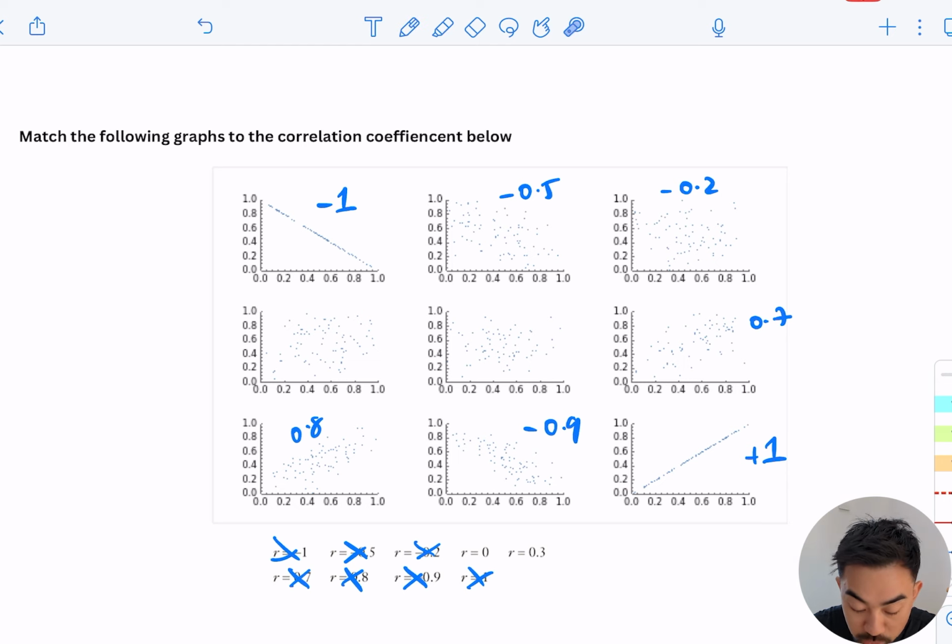Out of these ones, which one would be 0? I think this one, you can see it moves in a positive direction. In general, the dots are moving upward, but slightly. Whereas this one, it just seems all the dots are randomly spread out. So I'm going to assign this one as 0 and this one as 0.3.